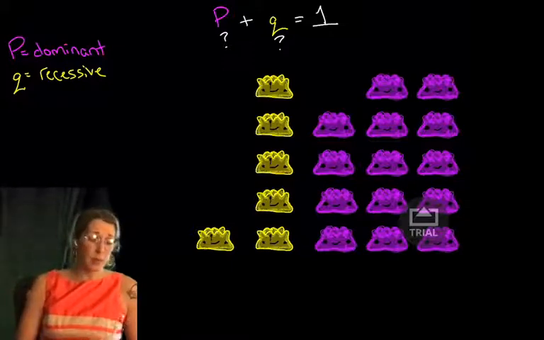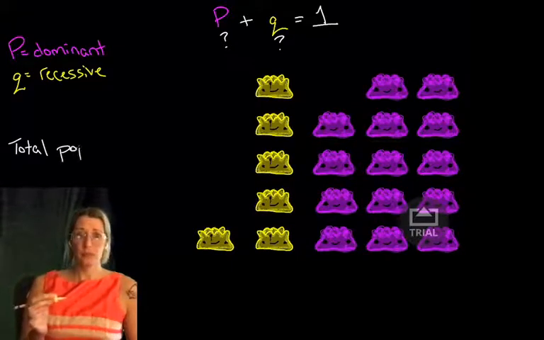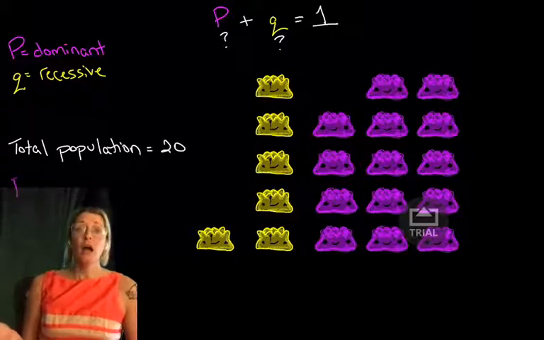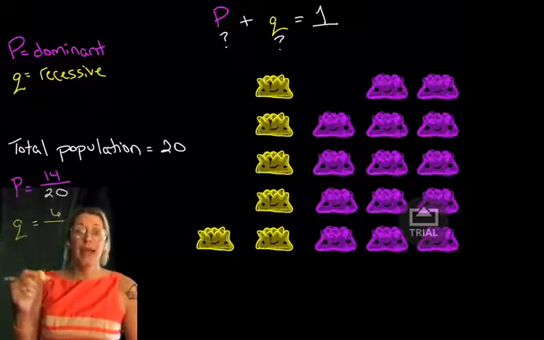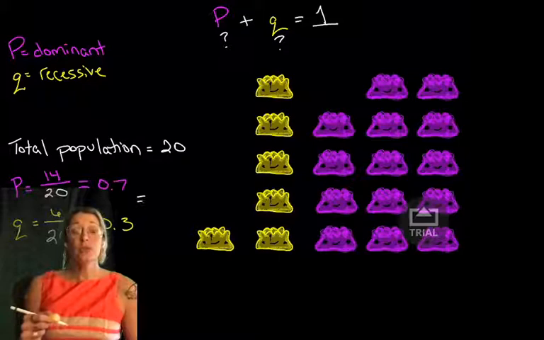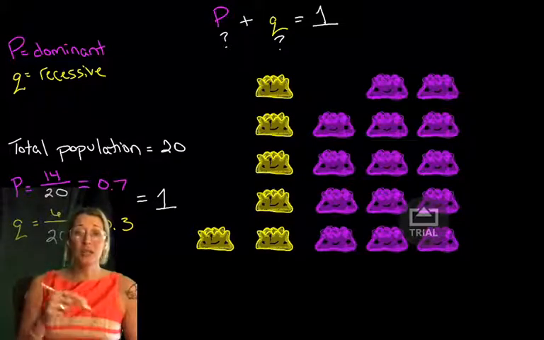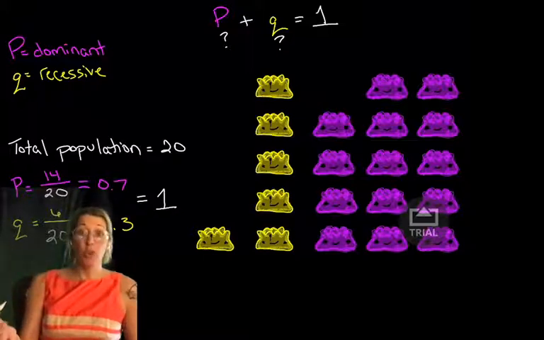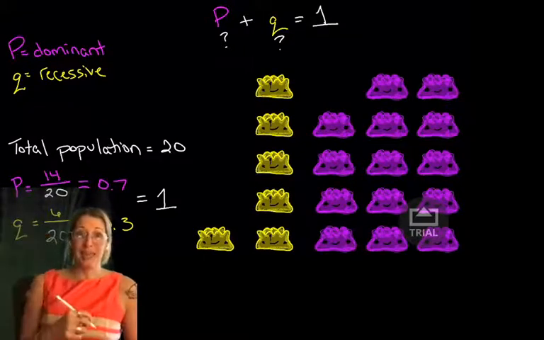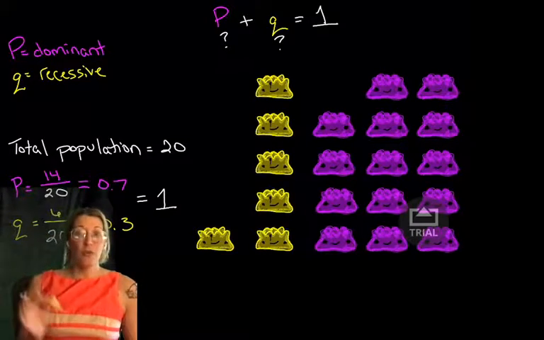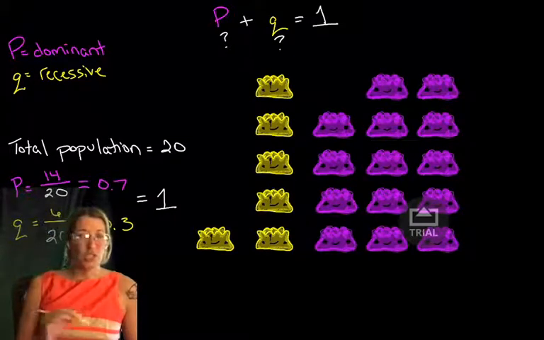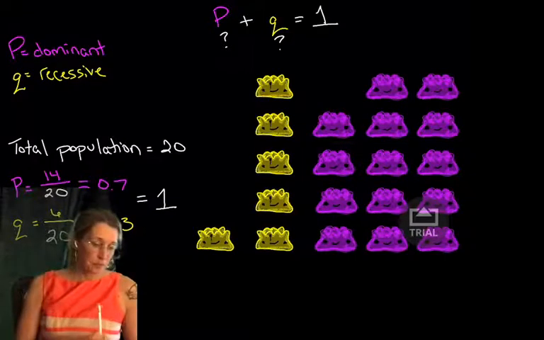So for a phenotype, the way we figure this out is we take our total population. In this case, our total population is 20. We count up our P's, we count up our Q's, we divide those by the total population, done and done. We get what proportion of our population is purple, what proportion of our population is yellow. We got 0.7, 0.3, boom, they equal 1. Okay, hopefully that is super clear. We're just taking a percentage, right?